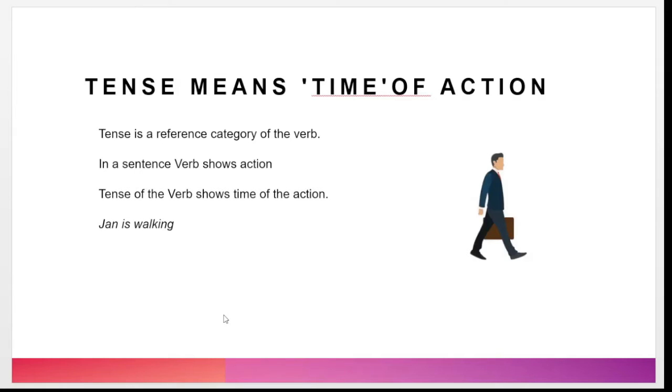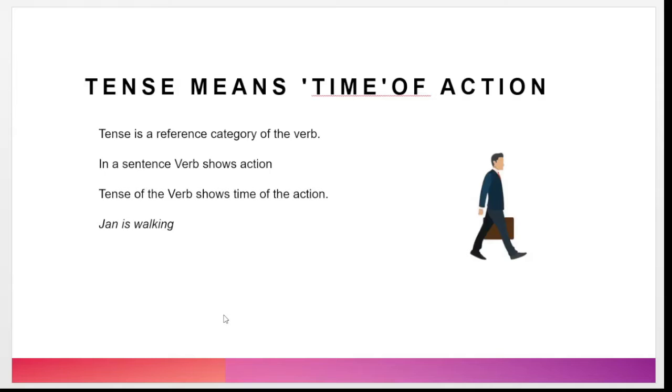Jan is walking. So if that person is walking when I am speaking, we can use the present continuous tense to indicate that the action of walking is happening when I am speaking of it. So that is one indication of a tense, which means that every sentence contains a verb. A verb usually shows action, and tense of the verb shows the time in which this action took place.